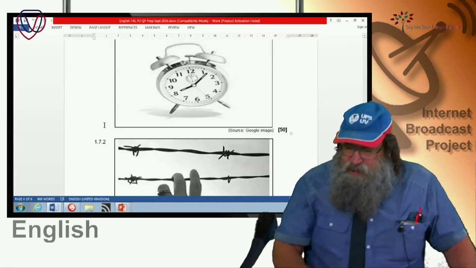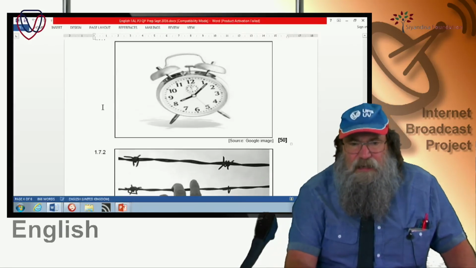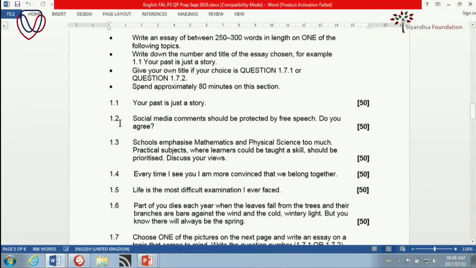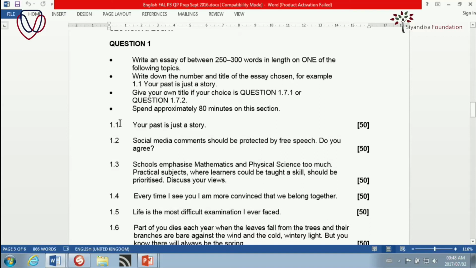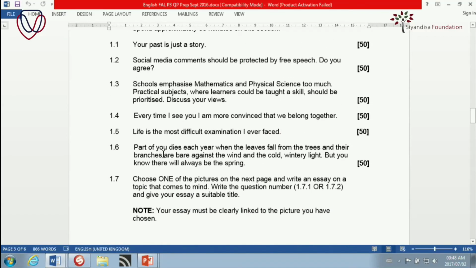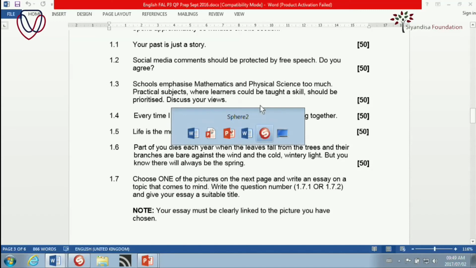There we are. So we've got our topics, and we can take a look at our topics. All right. So let me see which of these I am going to check. Well, let me randomly choose one. Life is the most difficult examination I ever faced. All right. Let's take a look at that. And now I'm going to start. And at this point, I'm going to switch on the document camera, if I can. I'm going to find the document camera so that you can see what it is that I am doing.